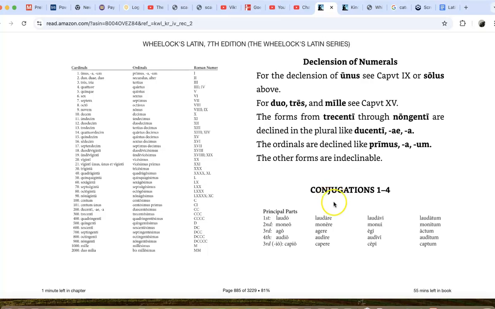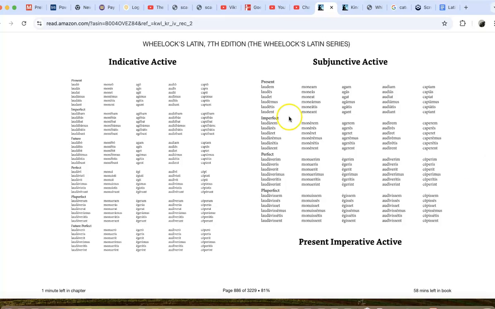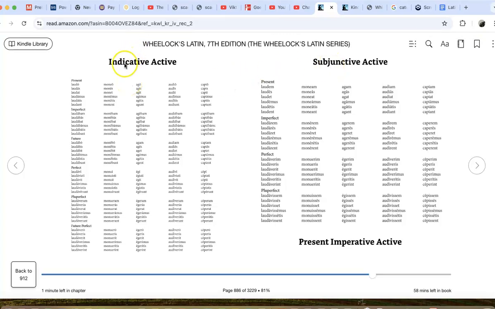Okay, here we are. So in the appendix in your book, you'll see an overview of the verb system, which is super important in Latin. We talk a lot about nouns and declensions, but the verbs are a little bit trickier. Here we have an overview of the four conjugations. If we go to the next page, you'll see an overview of both the indicative and the subjunctive. So Latin has three moods: indicative, subjunctive, and the imperative, giving commands.